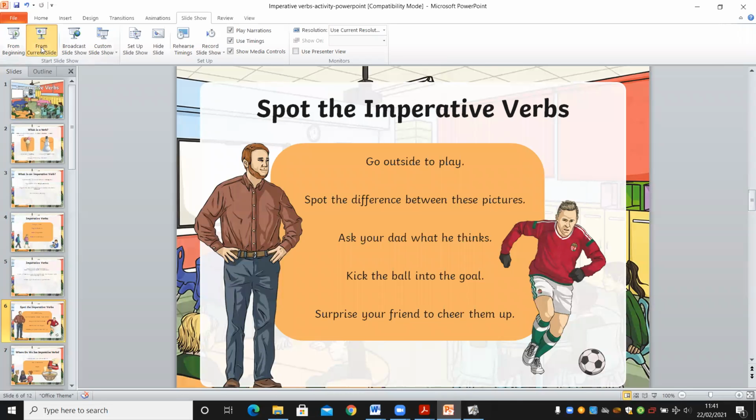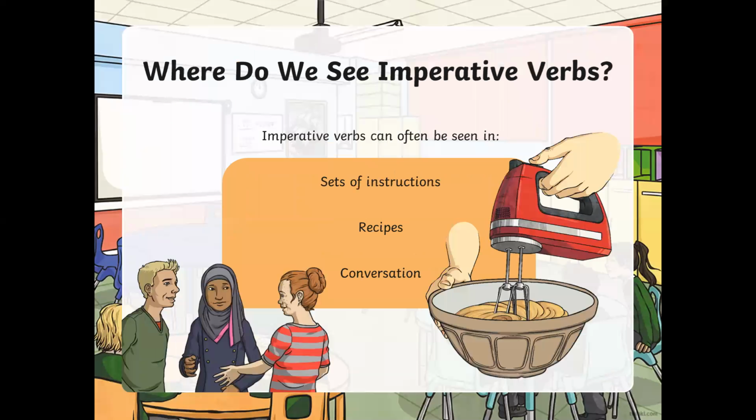So let's go back to our PowerPoint. Where can we see imperative verbs? Well, we find them in sets of instructions, as we found yesterday when we were highlighting all the verbs in our instructions. We find them in recipes, and we also would hear them in conversation, especially if somebody is telling us to do something.